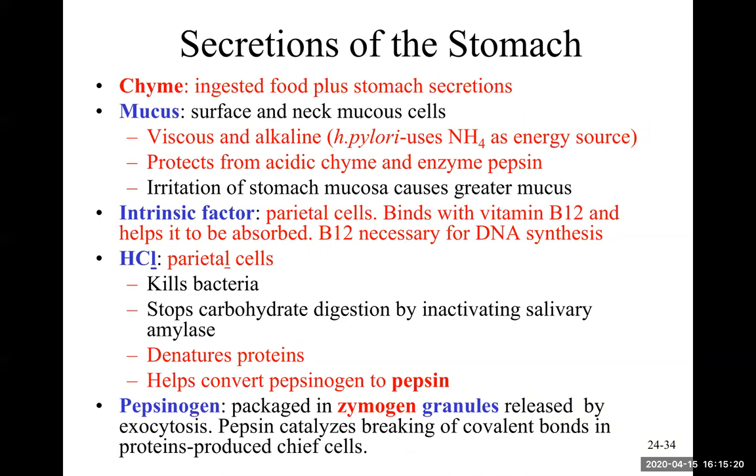And what makes H. pylori important is that it uses ammonium as an energy source. So then if you have H. pylori, then what happens? It uses all the ammonia, and now your mucus is no longer basic. It's no longer alkaline. You still have some protection from just the mucus, but without the alkalinity, you can't neutralize the hydrochloric acid anymore. And you don't have the protection from your own acid. And the hydrochloric acid we make starts to digest our own stomach.